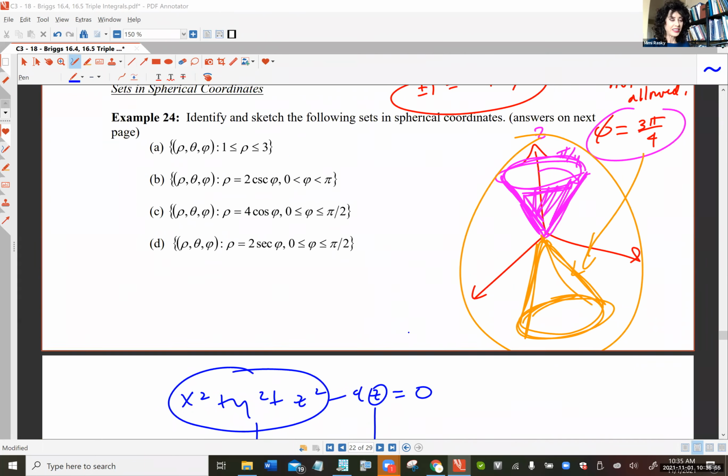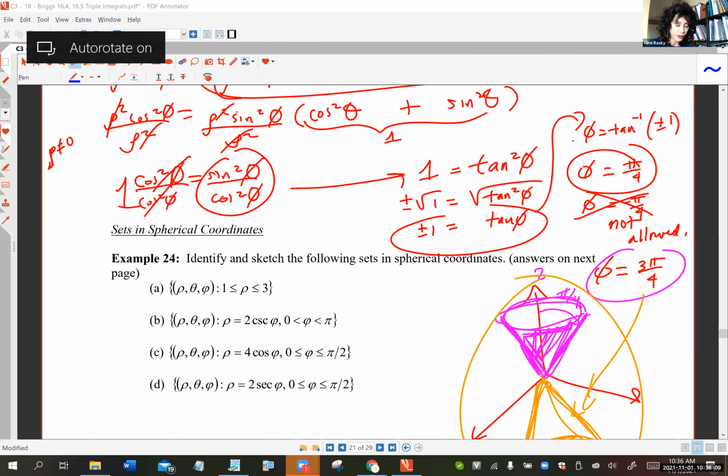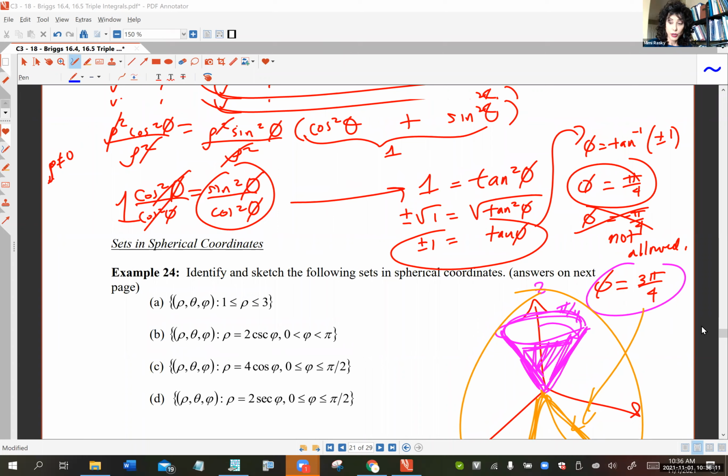All right, let's look at some set notation that describes different solids in space using spherical coordinates and try to see if we can figure it out just by looking at it. Some of it's harder than others. You can, of course, go to a grapher and graph it.